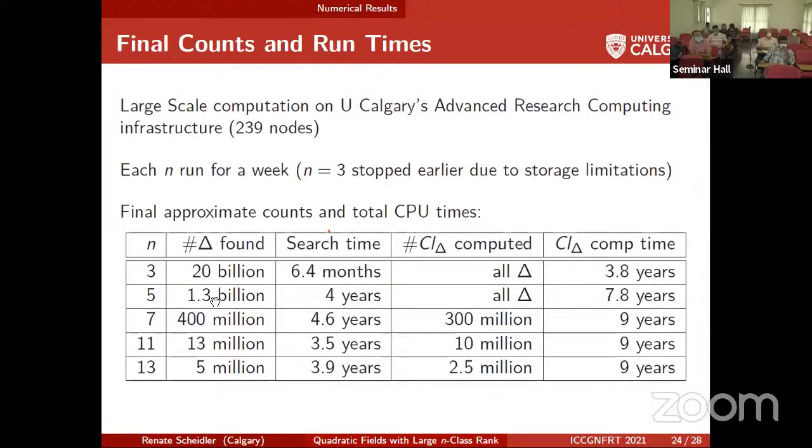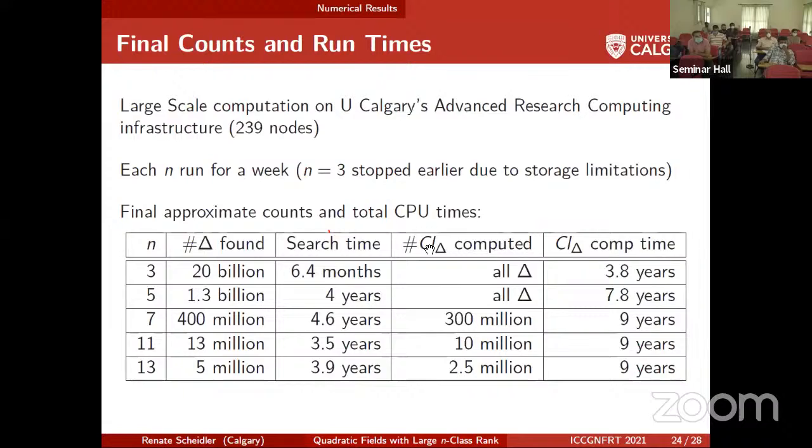Okay, and then similarly here, the numbers go down. For 5 rank, we found 1.3 billion discriminants, for 7 rank, 400 million. Even for 13 class rank at least 2, we still found 5 million discriminants. You see here that the search time starts increasing, but the class group computation time is still dominant. And it gets so expensive that at some point, we just stopped computing class groups. So for the smaller n, we computed all the class groups to check explicitly what the 3 and 5 class rank is. But here we only did it for a proportion of them, about 300 million, 10 million, and then here 2.5 million. And even that takes a long time. It just starts taking too long.